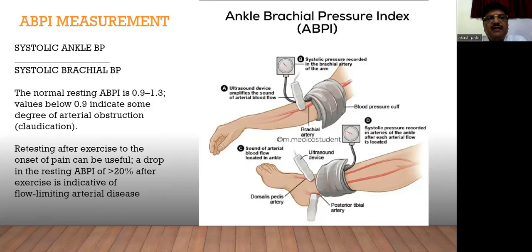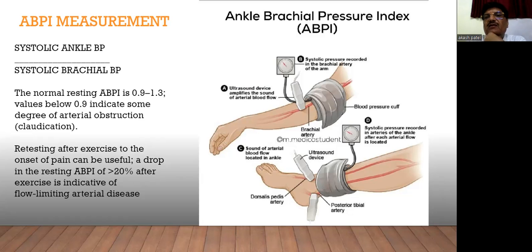The normal resting ABPI is generally 0.9 to 1.3. Values below 0.9 indicate some degree of arterial obstruction. Retesting after exercise to the onset of pain can be useful. A drop in the resting ABPI of more than 20% after exercise is indicative of flow limiting arterial disease. So this is the method they have depicted in the diagram.